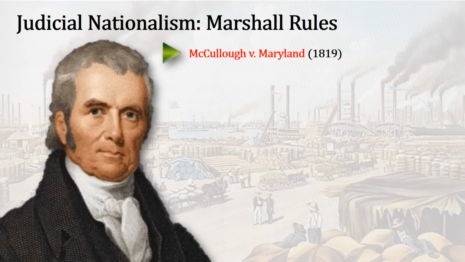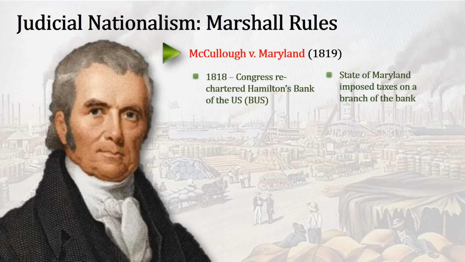The first case we're going to look at is called McCulloch v. Maryland, which was decided in 1819. In 1818, Congress rechartered Hamilton's Bank. Remember, we're going to call it the bus. Now, the state of Maryland decided that in order to raise some revenue, they were going to impose taxes on a state branch of that bank.